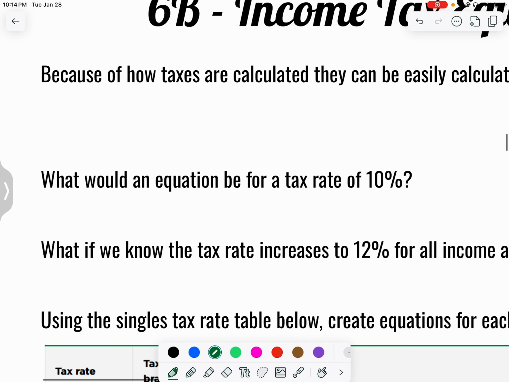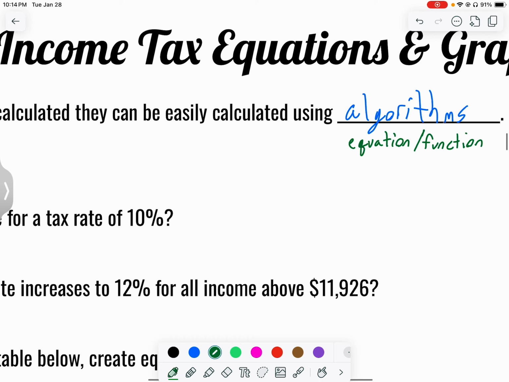What would an equation be for a tax rate of 10%? Well, let's say our income is I. You take whatever your income is and you multiply it by 0.1. Or you could do 0.10 if you like the 10 for 10%. But we just take I, multiply it by 0.10, and that gives us our taxes.